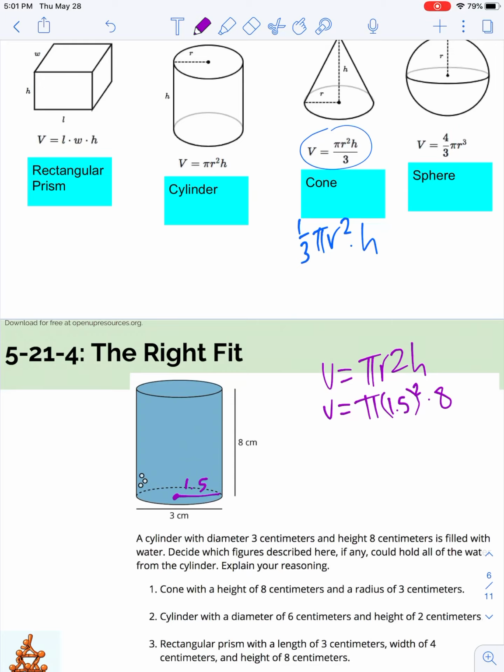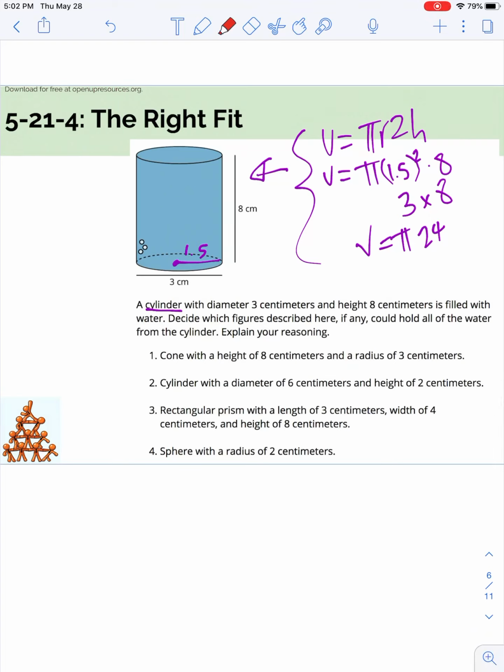Okay, so then I get 1.5 times 1.5, that's just 3, times 8, which is 24 pi. Okay, so that's the volume of your cylinder. This cylinder.